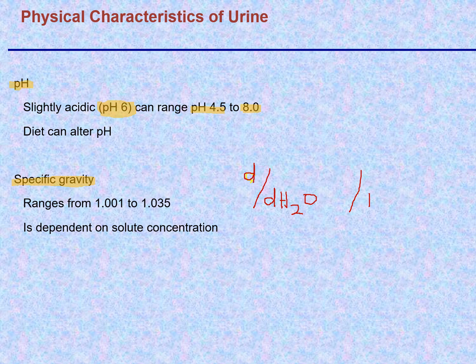A dilute urine would have a density close to 1, and 1 divided by 1 is 1. So a dilute urine, which is almost all water, would have a fairly low specific gravity. If the specific gravity rises, that's an indicator that, here, this is the urine, I'll put a U here for density of the urine, a higher specific gravity would indicate there are a lot of solutes dissolved in it.